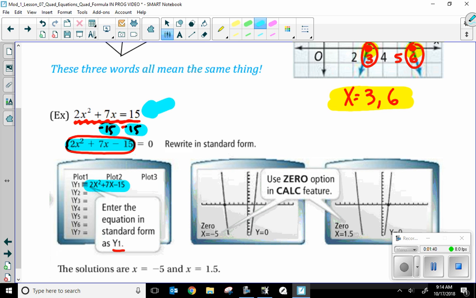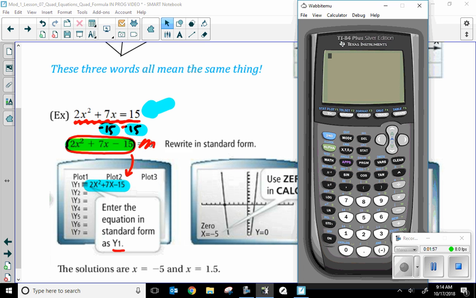Notice I don't want to put equals 0 there. I just want to put everything here. I don't want the equals 0. I don't need to write this in the calculator. Okay? So I'm going to go ahead and get that out here. I hit y equals 2x squared plus 7x minus 15.